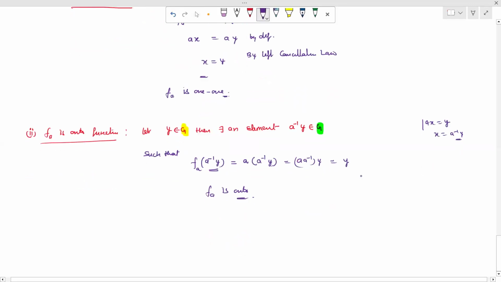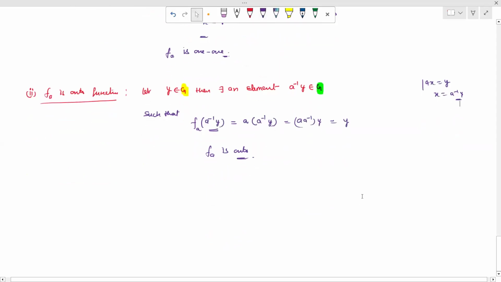Now we show that f_a is one-one and f_a is onto. So we can say that f_a is a permutation, because we have the statement that every finite group G is isomorphic to some permutation group. So first we show that f_a is a permutation. For a permutation we require one-one and onto.